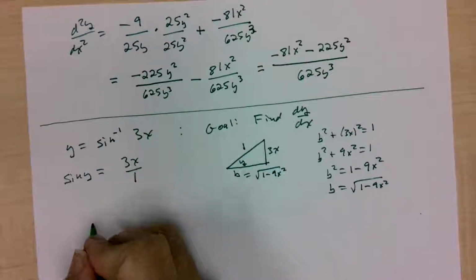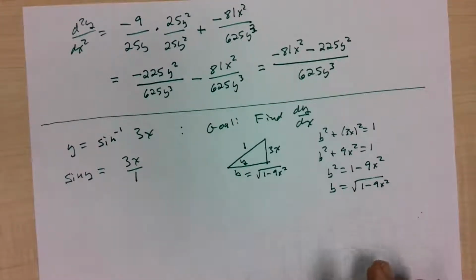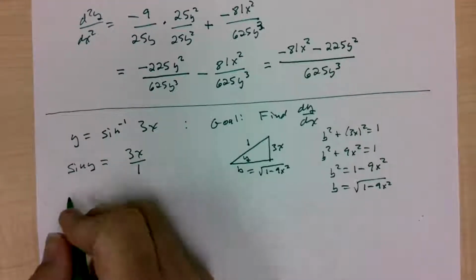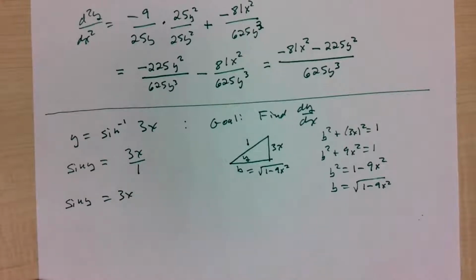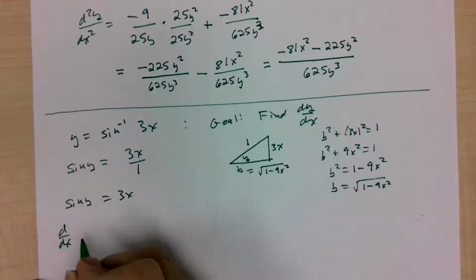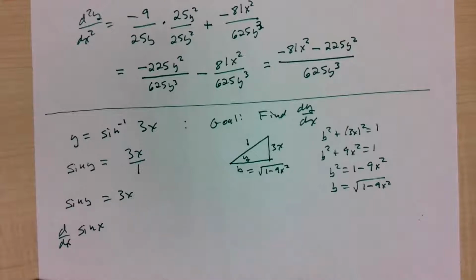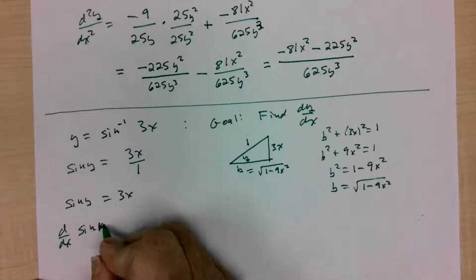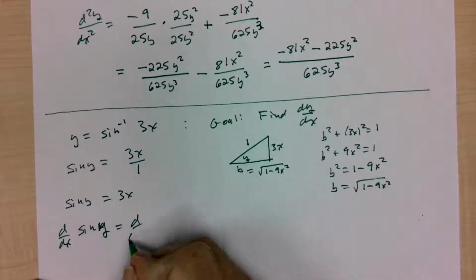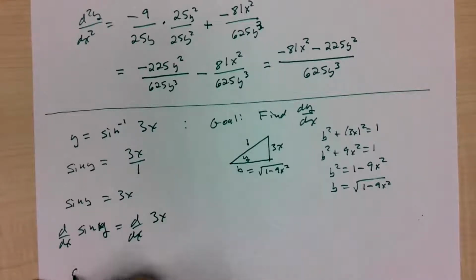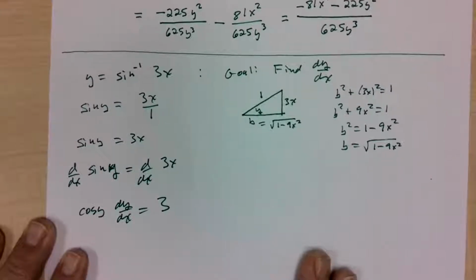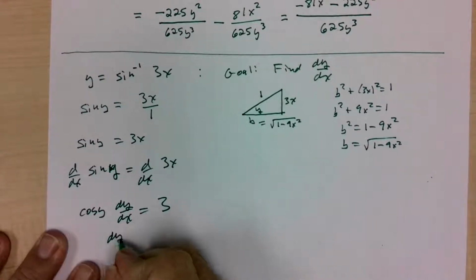Now again, we have sine of y equals 3x, and our goal is to find dy/dx. So how are we going to do this? Sine of y is 3x. Let's take the derivative with respect to x of both sides. The derivative with respect to x of sine y is the derivative with respect to x of 3x. Derivative of sine y is cos y, dy/dx equals 3. So dy/dx equals 3 over cos y.